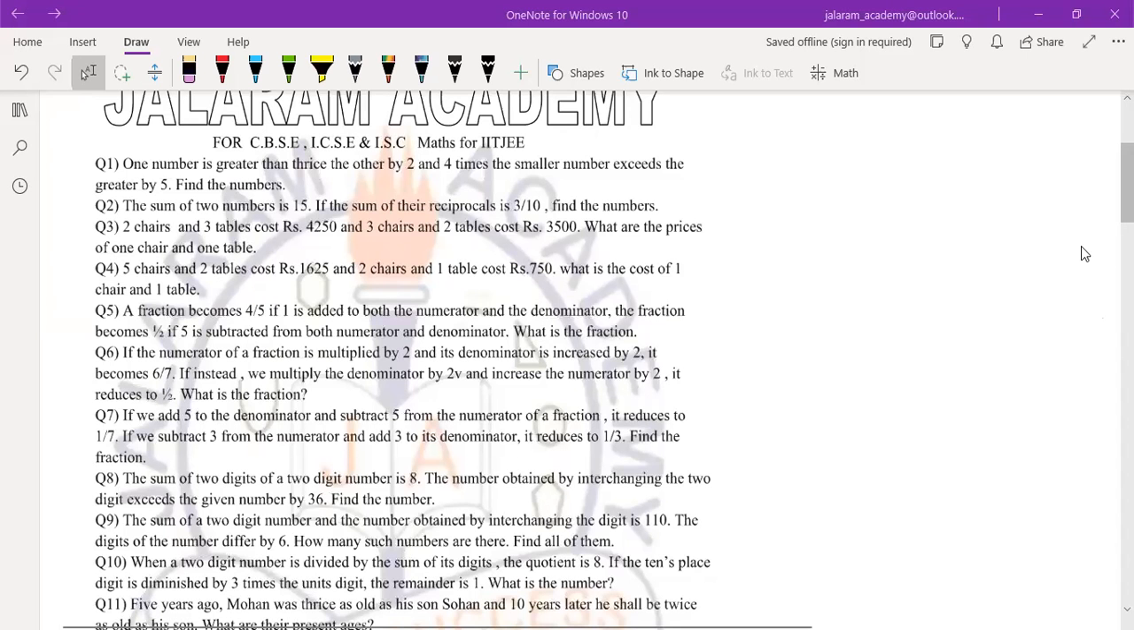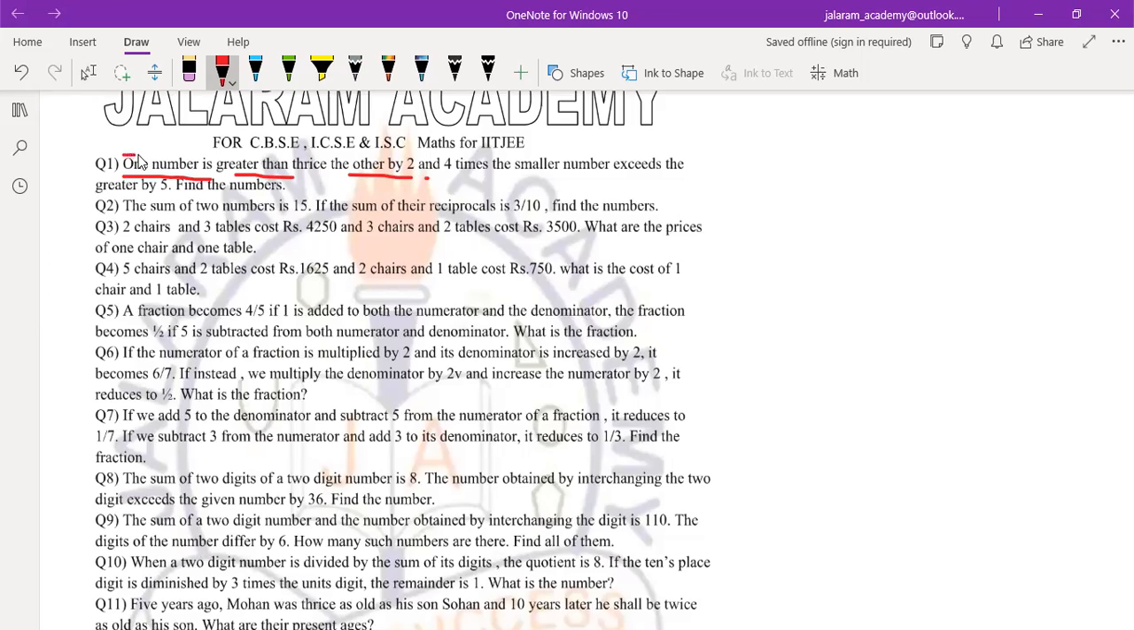Welcome back students. Today we will discuss how to solve word problems related to linear equations and simultaneous linear equations. First of all, we have to read the question properly. One number is greater than thrice the other by 2. So there are two numbers.